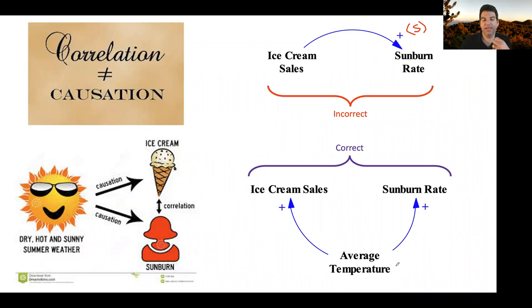And so in this case, there is an average temperature that when it increases, sunburn rate increases. When it increases, ice cream sales increase. So this is one variable, average temperature, that has a causal link to two other things. And because it's a common cause, it creates a correlation between these variables, but I do not draw a link between them because links have to be causal. They have to not just be that they happen to be doing the same thing. It has to be that the change in the thing on the tail end of the link is actually causing a change on the head side of the link.